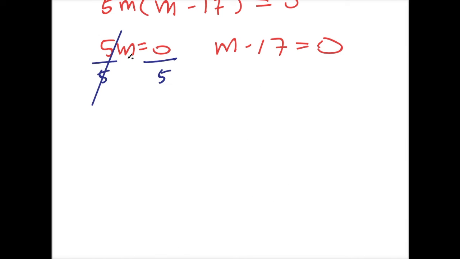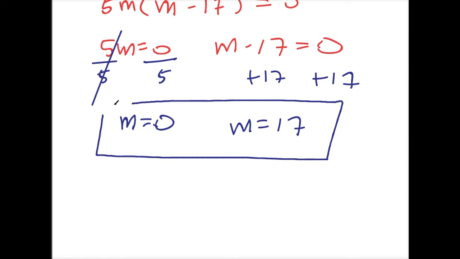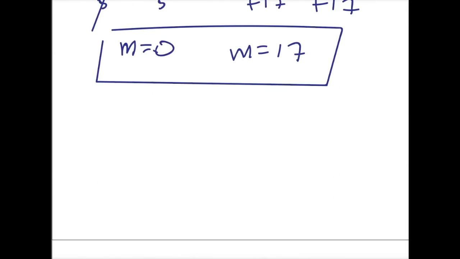So here you have m equals 0. Here you have plus 17, m equals 17. All right, so you have two answers. Box them. Don't put ands, don't put commas, don't put ors. Write them like that. Next, 37.